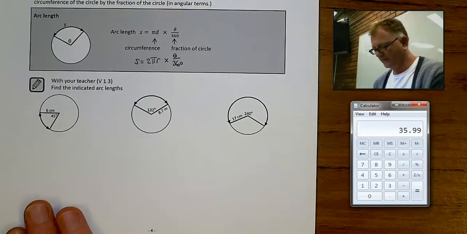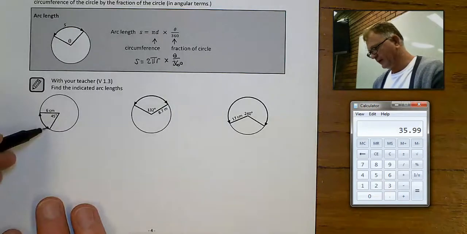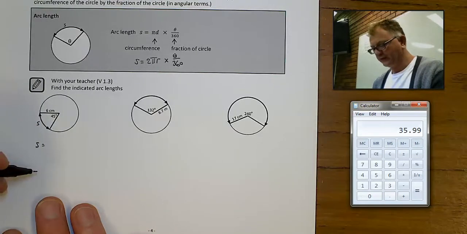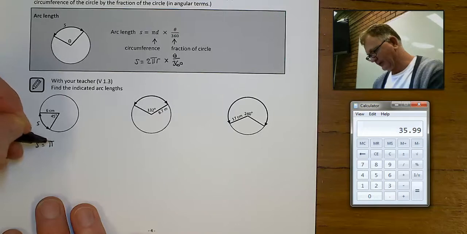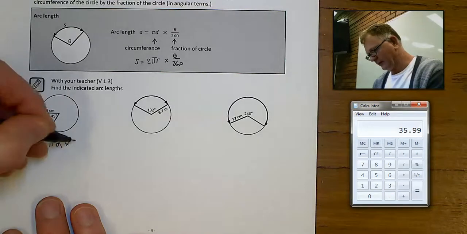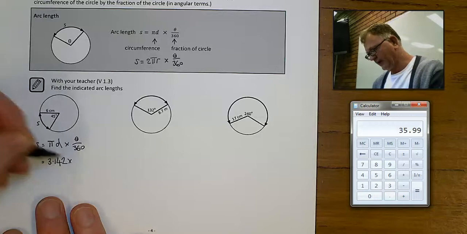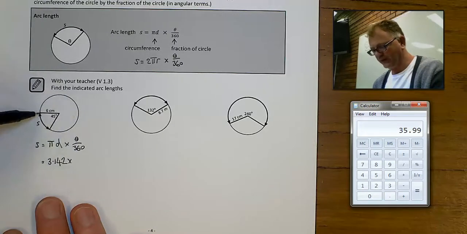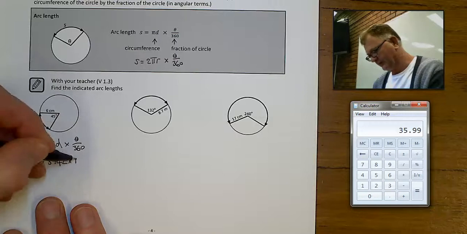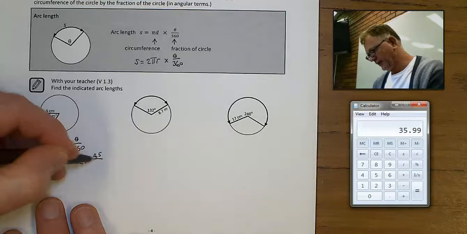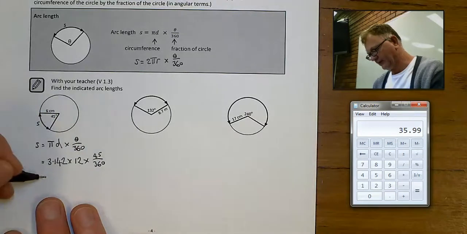So you could do it like that: circumference of a full circle times the fraction of a circle that we're working with. In this case, if we want to work out the distance from here to here, I'll call it S. That arc length S is equal to the full circumference of a circle, now I'm using pi times diameter, pi d, times the fraction of the circle we're dealing with. So it's going to be pi, 3.142, times the diameter of this circle, the distance all the way across it. Now the radius is 6, the diameter would be 12, times that angle there, theta, 45 out of 360 degrees in a circle.